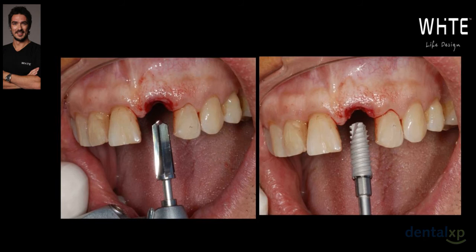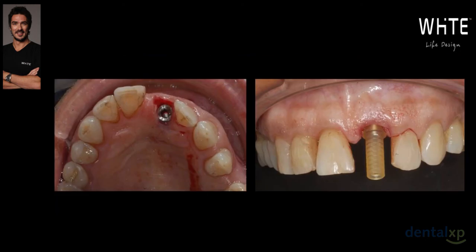I believe it's a 13 millimeter implant in the aesthetic zone. The positioning of the implant here is ideally positioned 2 millimeters from the buccal plate, as I explained at the beginning of this lecture. Now, I had a 45 Newton insertion torque.